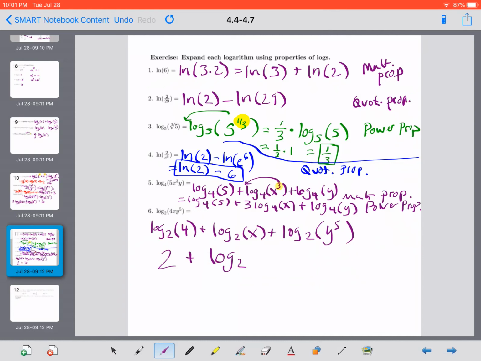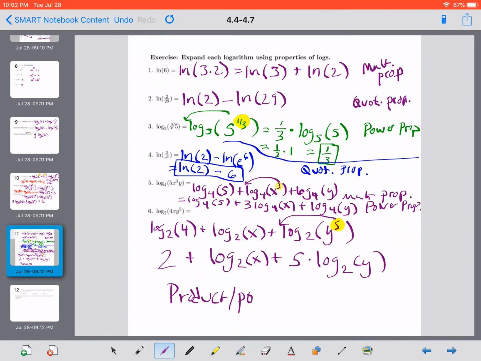Log base 2 of x, there's nothing for us to do here. But in this last term, we have log base 2 of y to the 5. I have an exponent on the inside. So using the power property, I can pull that out in front as 5 times log base 2 of y. So for this, we use the product and the power. Oh, I guess we didn't call it product property. We called it the multiplication property. The multiplication and the power properties.